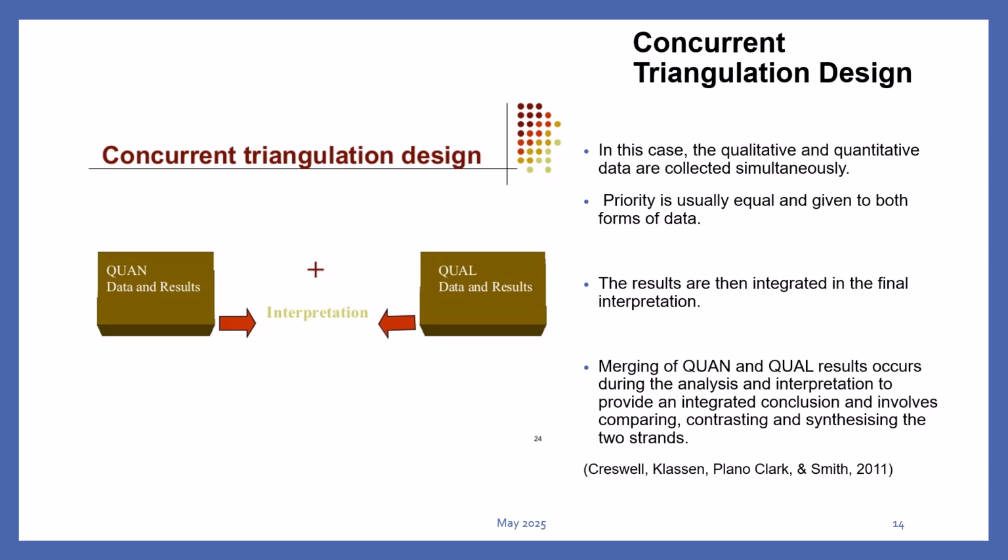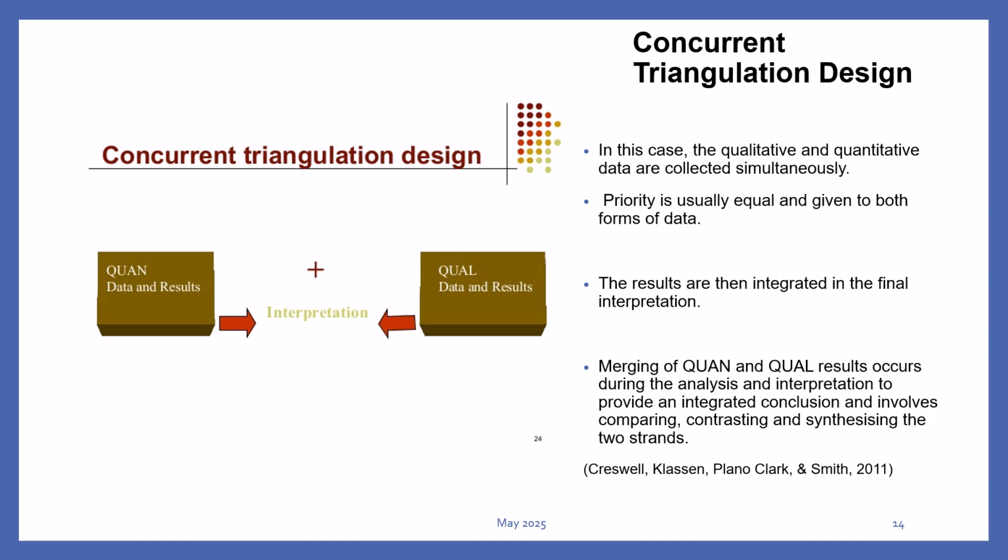We mentioned that if quan or qual is written in uppercase letters, that means that the priority is for the phase that is written in uppercase letters. In this figure, as you can see, in the concurrent triangulation design, both the quan and the qual are written in uppercase letters, which means that priority is usually equal and given to both forms of data. And the results of both types of data are then integrated in the final interpretation.